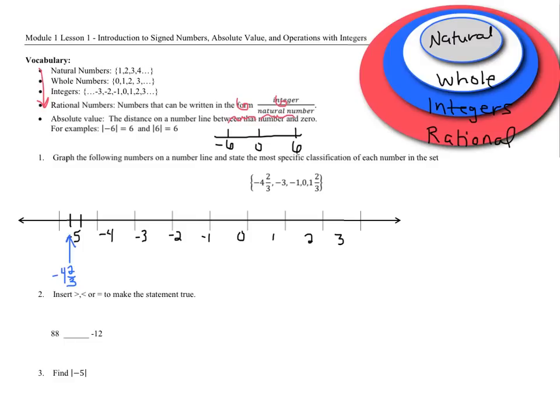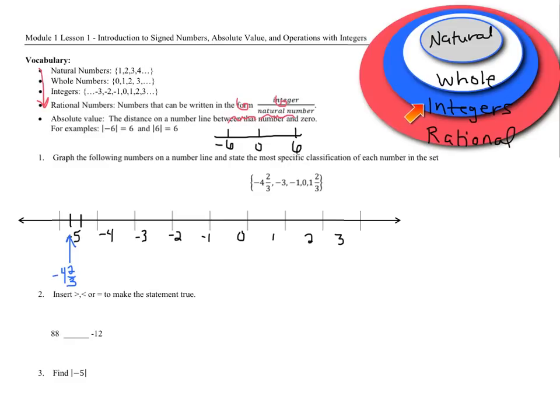Now, in order to classify this, I need to identify which set it's in. Well, negative 4 and 2/3 certainly is a rational number since it's in the form of a fraction. I could further rewrite this as an integer divided by a natural number by changing it from a mixed number to an improper fraction.